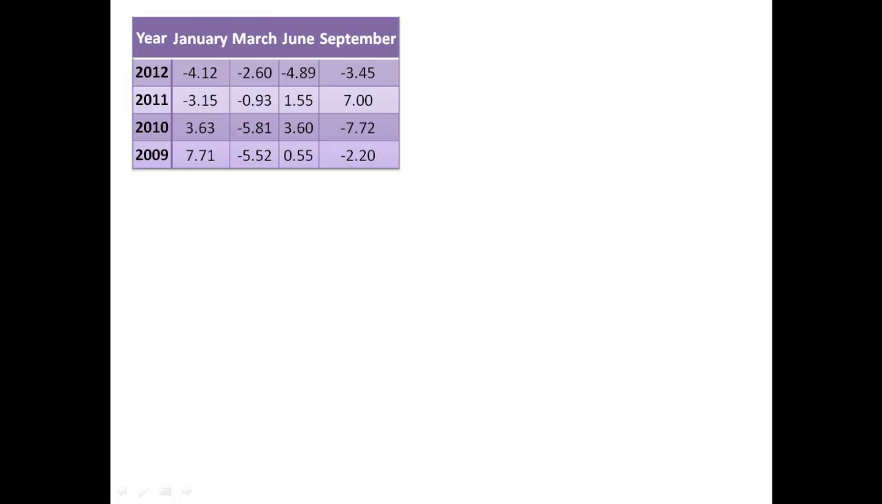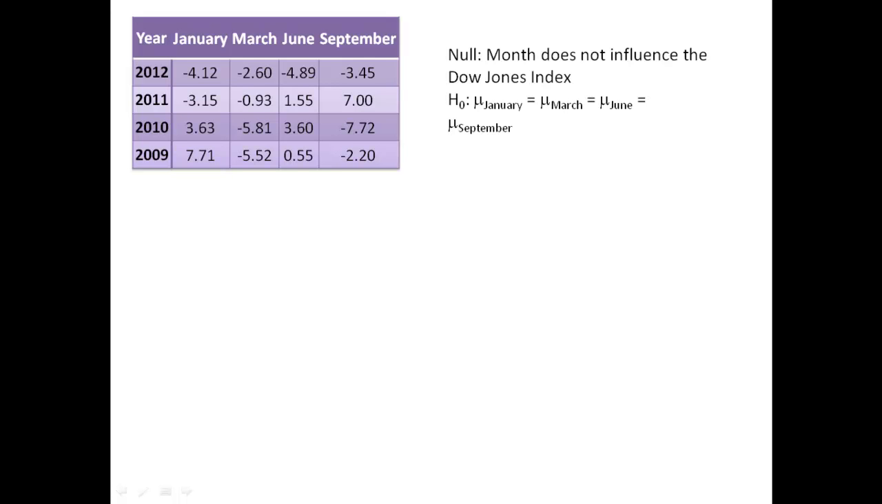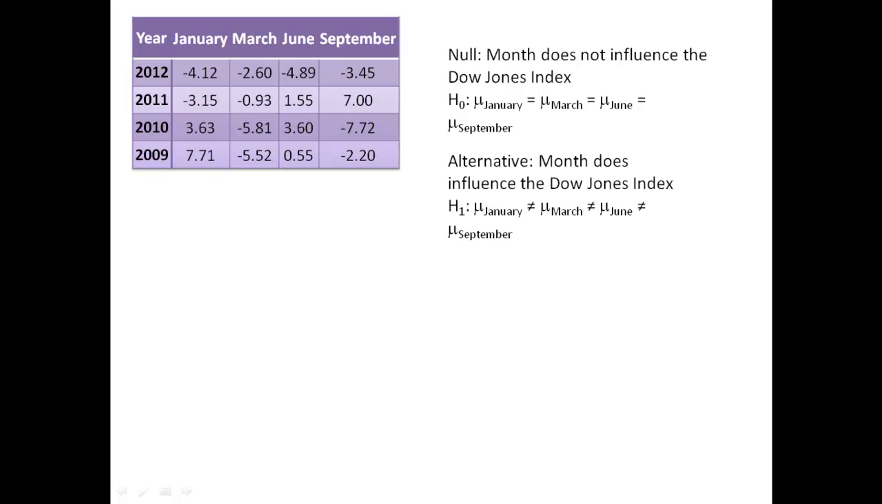Here's our data, and the first thing that we need to do is to state the null and alternative hypothesis. For this data set, the null hypothesis is that the month does not influence the Dow Jones Index and that the mean for January, March, June, and September will be the same. The alternative hypothesis is that month does influence the Dow Jones Index and that the means for January, March, June, and September will not be the same.